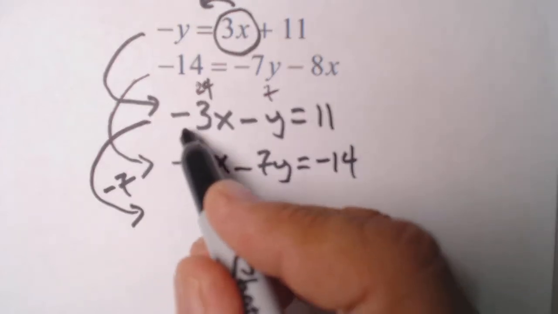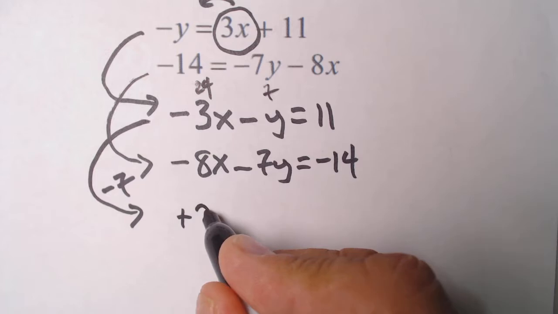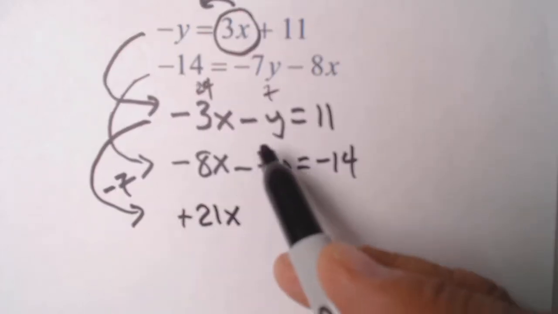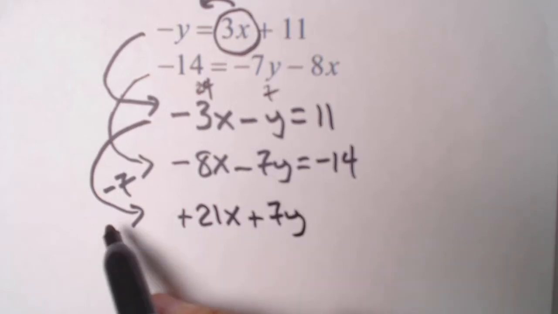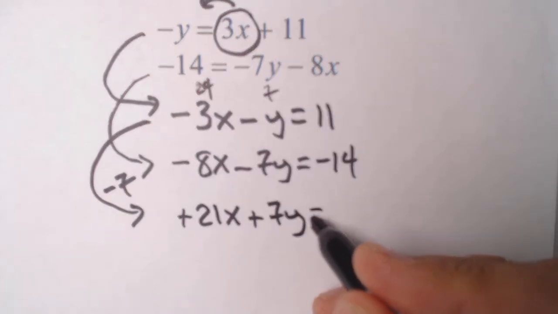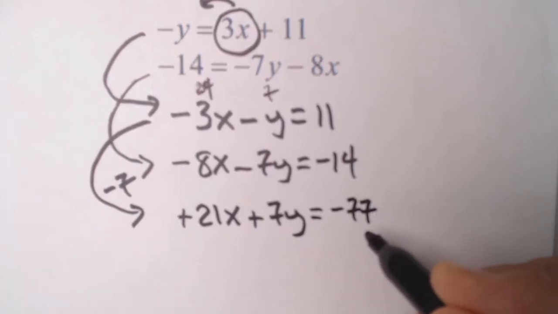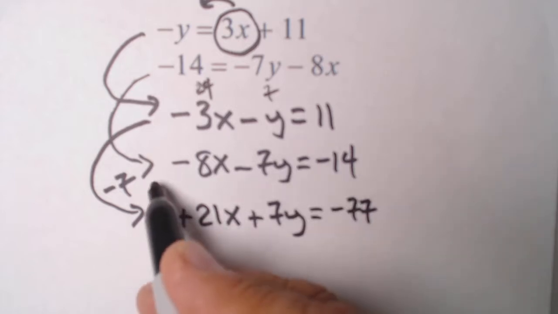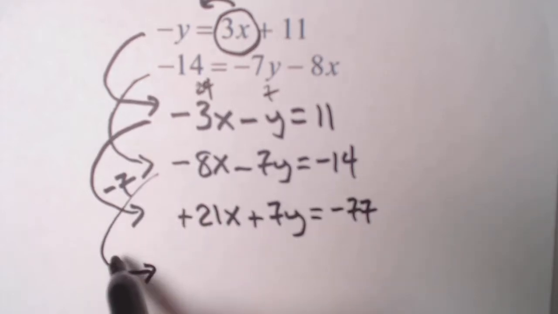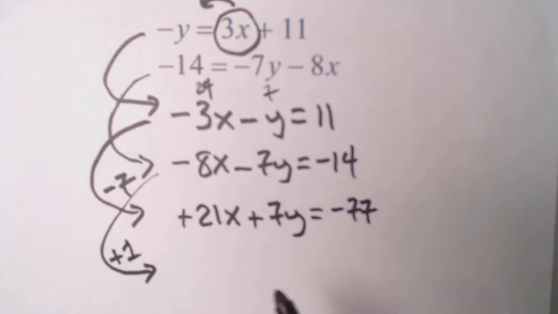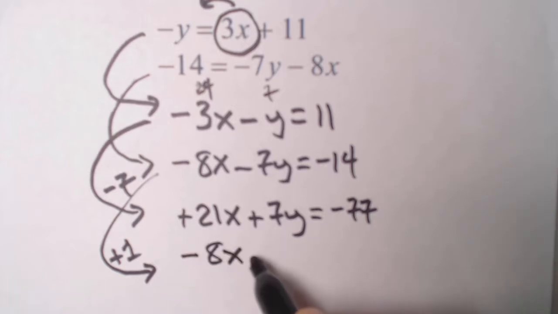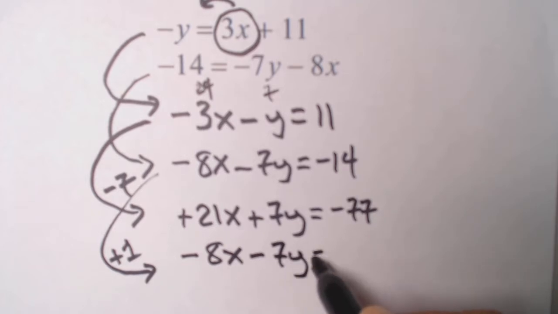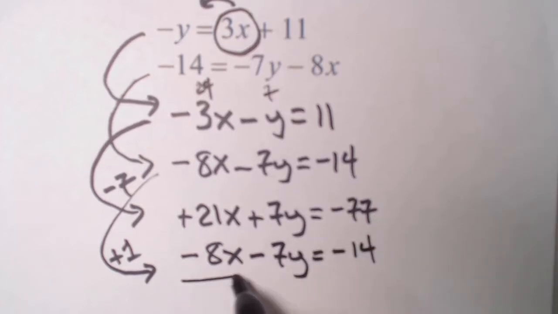Here we go. Negative 7 times negative 3 is positive 21x. Negative 7 times negative y is positive 7y. Negative 7 times 11, negative 77. Now, I'm not going to change this second guy, so I'll just indicate I'm going to multiply him by plus 1. That doesn't change anything because I got exactly what I want. Negative 8x minus 7y equals negative 14.